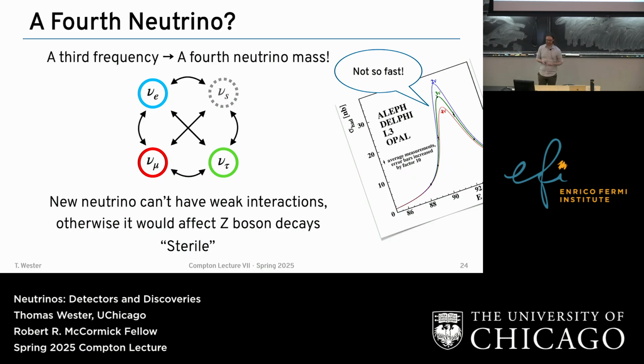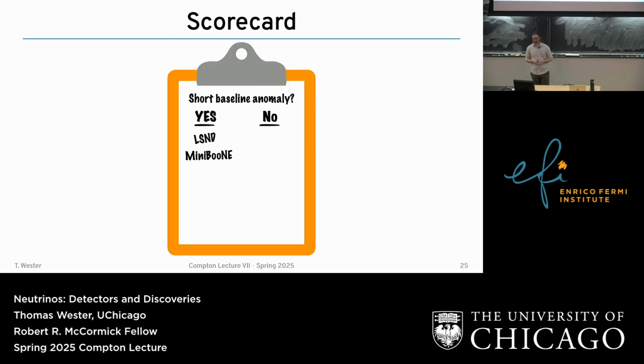Now it's important to start keeping track of different experiments. I've put together a little scorecard where we're going to ask if there's a short baseline anomaly in different experiments. So far, we've looked at two experiments that fall in the yes column, LSND and MiniBooNE. They have some kind of thing going on at short baseline. Let's look at other experiments and see how this goes.